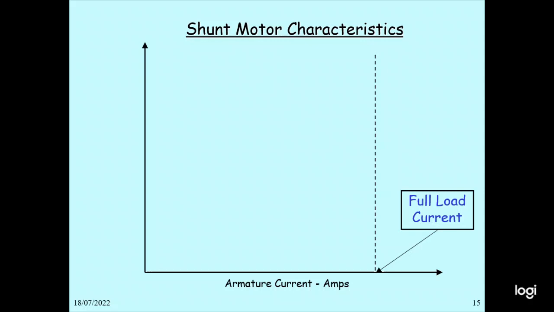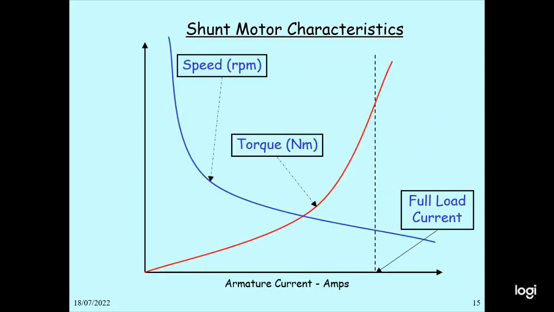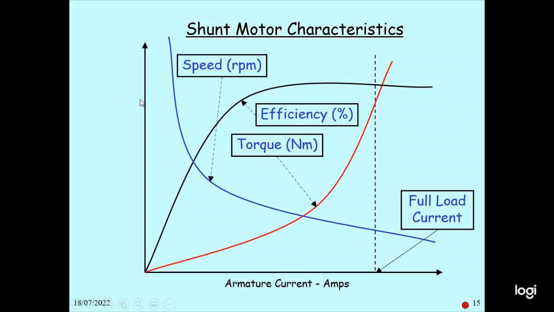This shows the characteristic against full load current and armature current. This is the torque and this is the speed. So this is the armature current, speed and torque characteristic of the series motor. This is the efficiency percentage.